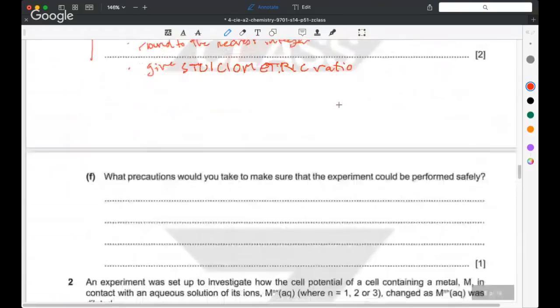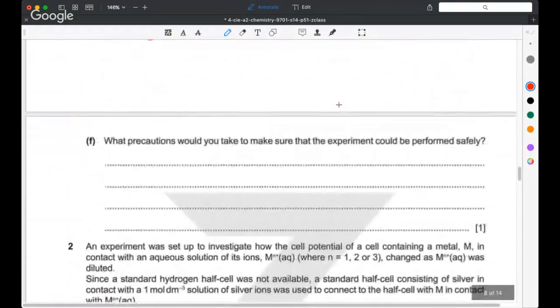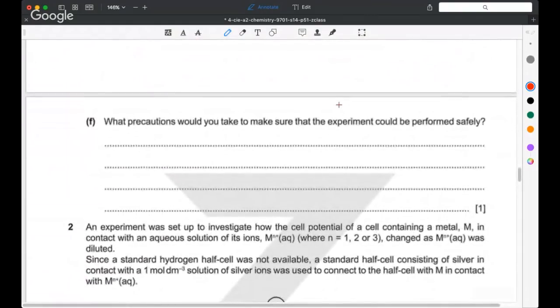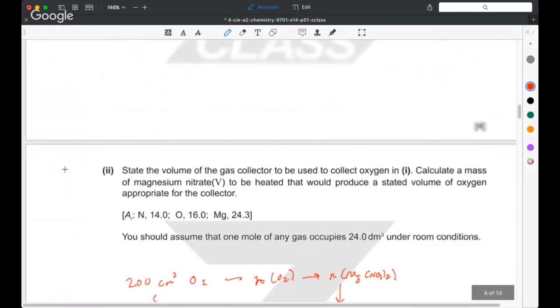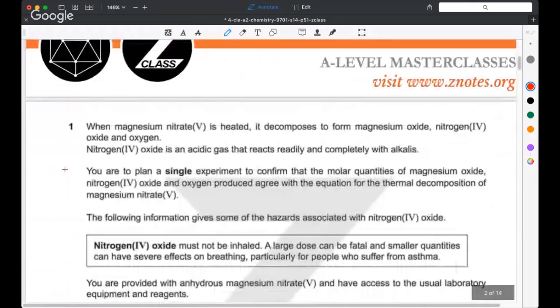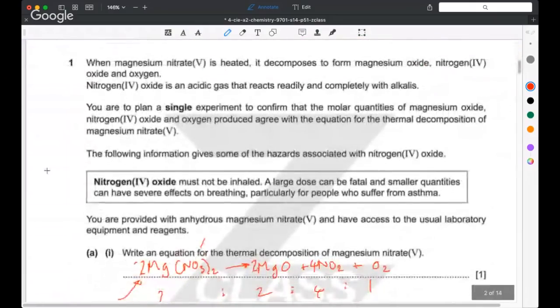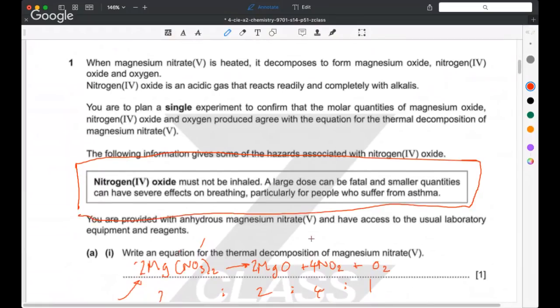All right, and of course, they're going to ask you something about safety as well. Well, they gave you a clue about that earlier on. If you look back in the question right at the start, they put this big box here, haven't they? Like a health warning here. You've got to be careful about the nitrogen dioxide gas that's being produced.